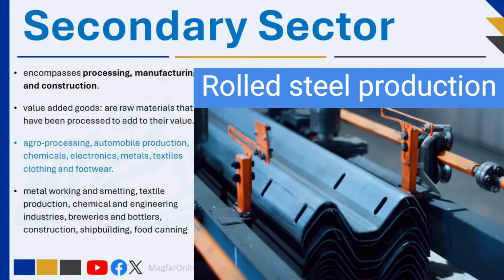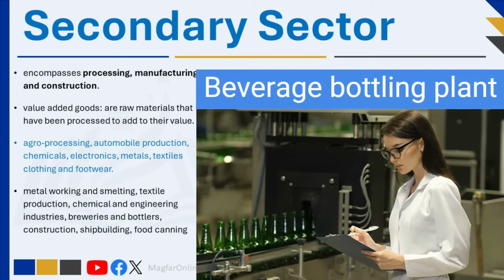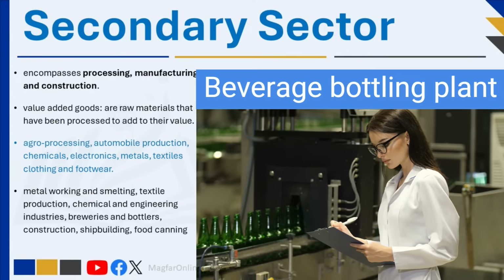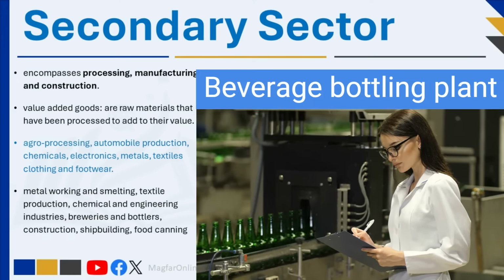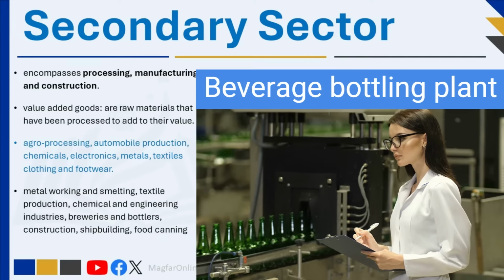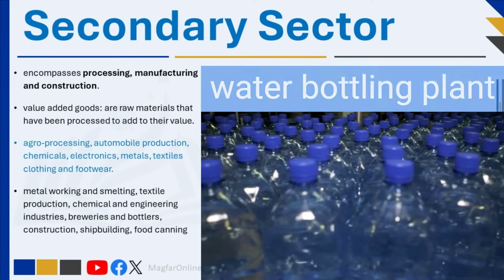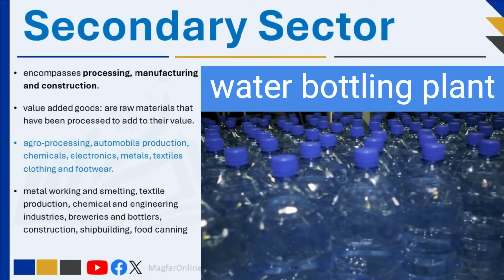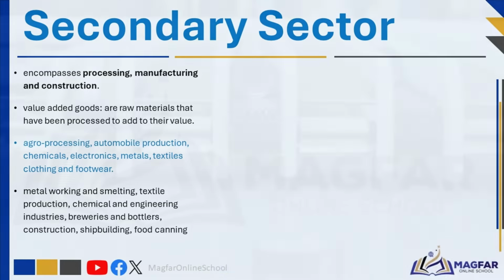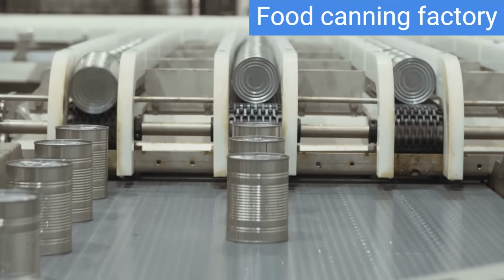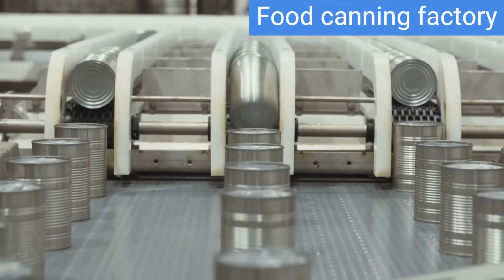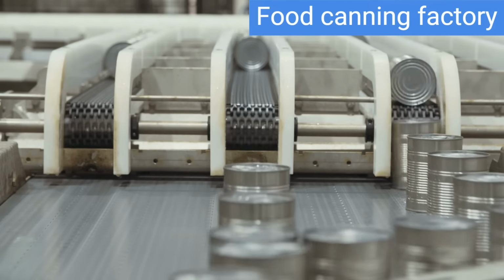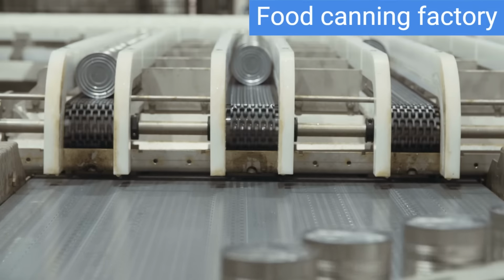The South African secondary sector includes manufacturing that is dominated by industries such as agro-processing, automotive, chemicals, electronics, metals, textiles, clothing, and footwear. Other examples of secondary sector activities include metal working and smelting, automobile production, textile production, chemical and engineering industries, aerospace manufacturing, breweries and bottlers, construction, shipbuilding, steel making, and food canning.